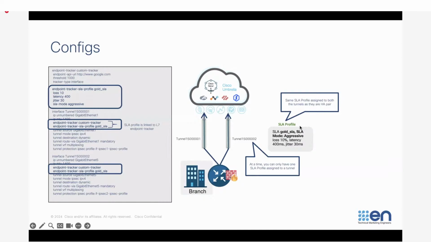And this is just an example where I have my active tunnel on tunnel 15000001, and then the backup tunnel is 15000002. So this is how the config looks.